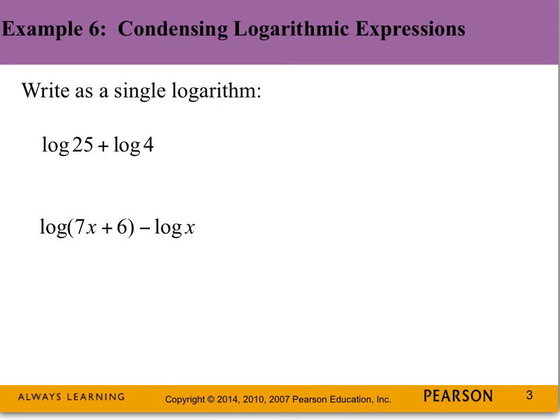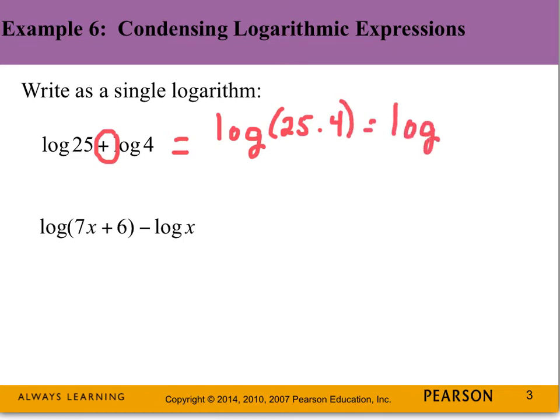In example 6, we're asked to write each expression as a single logarithm. So the log of 25 plus the log of 4, I see addition, which should signal you that we're going to be using the product rule. This equals the log of 25 times 4, and that's the log of 100. Now we can actually simplify this a little further. Remember, if you don't see the base, it's understood to be base 10. And you can evaluate the log of 100 on your calculator, or it's probably a good idea to just go ahead and memorize that this equals 2.